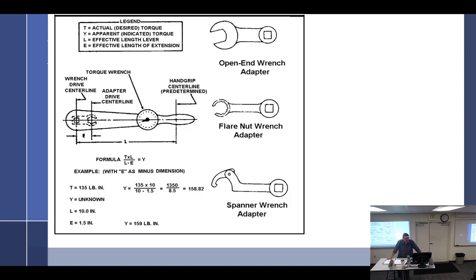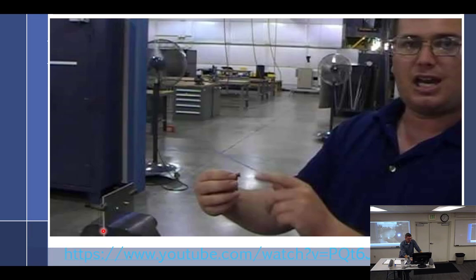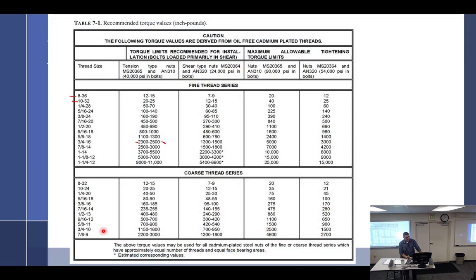Okay, so we left off talking about adding the right kind of torque. Going back to my chart. So the torque here is for what kind of threads? Fine up here, coarse down here. What is the condition of the thread? Clean and dry, from oil-free cadmium plated threads.